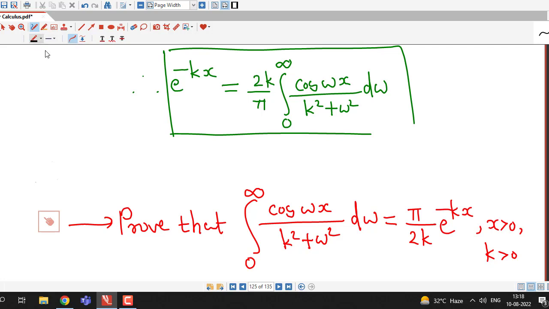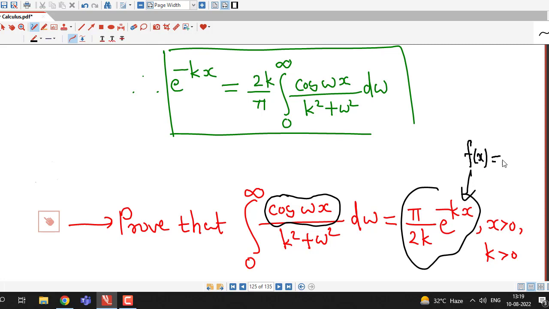Then you can see that this Fourier integral contains only cosine function or cos omega x. It contains cos omega x, therefore you have to decide Fourier cosine integral of right hand side function, or you can simply consider fx equal to e raised to minus kx. You can ignore this constant, but don't ignore any variable term in the right hand side.